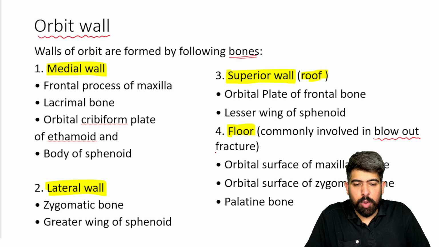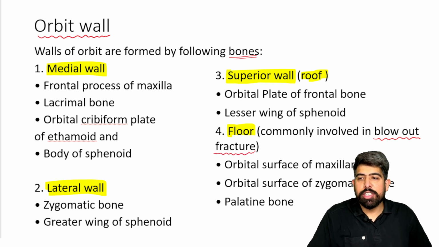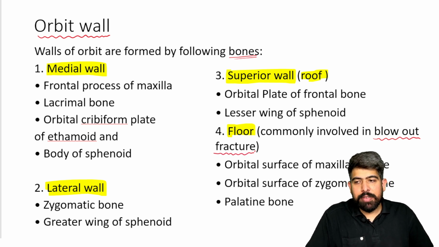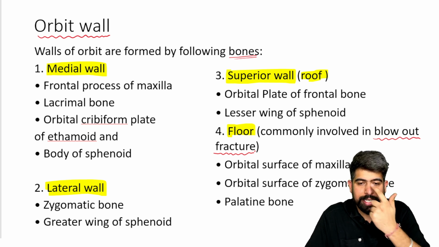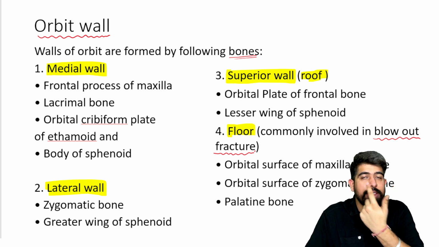So you will remember about the blowout fracture. I think everything is clear about the blowout fracture till now, right? So let's start, first of all, with the medial wall. If I'm talking about the medial wall, which side will that be? Near the nose, right? The two orbits are there, and near the nose.